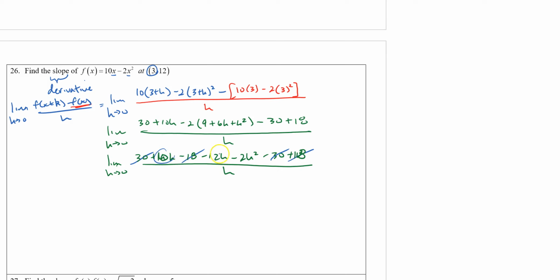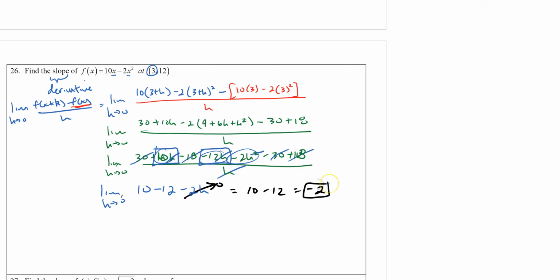10h, -12h, and -2h squared. And then the h on the bottom, we can cancel a single h out of each of those. And I'm left with the limit as h goes to 0 of 10 minus 12 minus 2h. Now I evaluate that as h goes to 0, so this term goes away, and I just get 10 minus 12, which is -2. So that's the long way.